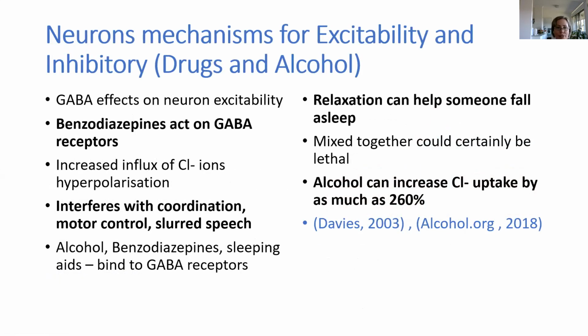So we know GABA affects neuron excitability by increasing chloride channel opening on the cell. Benzodiazepines directly act on GABA receptors, increasing chloride channel opening further. This increase creates hyperpolarization of the cell. This category of drugs, which includes sleeping aids, alcohol, and Valium, can affect coordination, motor control, and cause slurred speech. These drugs bind to the GABA receptors, and in small amounts they make someone feel more relaxed and fall asleep.